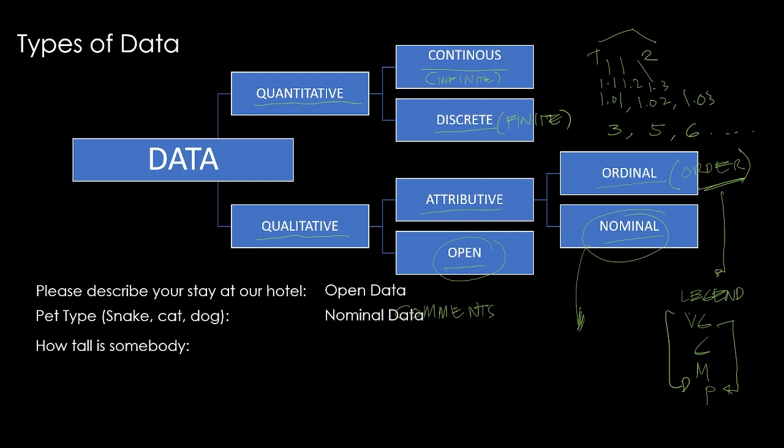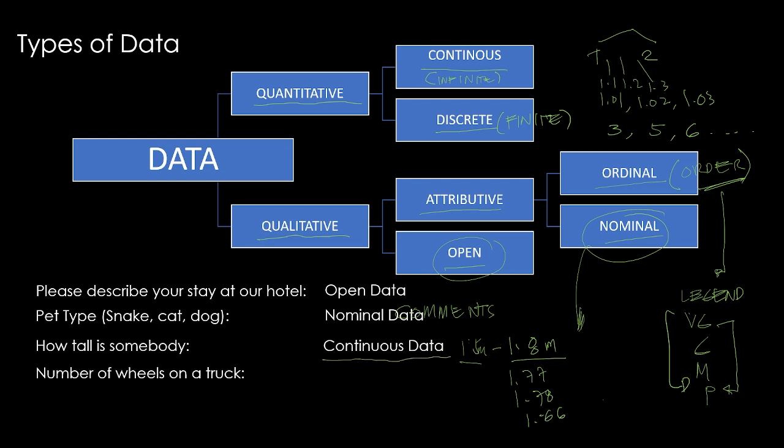This one, how tall is somebody? What is this type of data? This is a continuous type of data, because the height of somebody has an infinite number of values between a range. For example, the average height of a Filipino is from 1.5 meters to 1.8 meters. So again, there are an infinite number of values between 1.5 and 1.8 meters. Okay? If your data has a range and there are infinite number of values within that range, that is called continuous data.